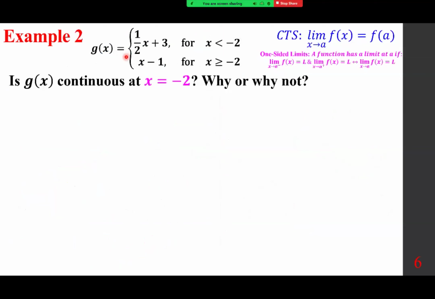Example 2, g of x is defined as half of x plus 3 for x less than -2, and x minus 1 for x larger than or equal to -2. Is g of x continuous at x equals -2, why or why not?